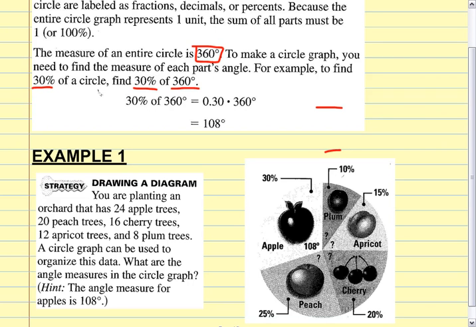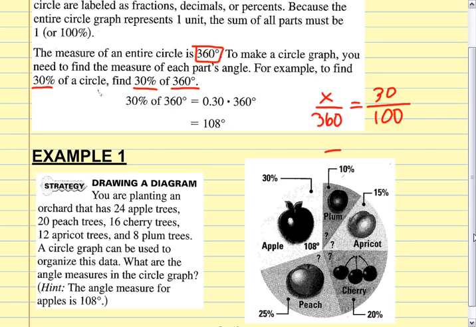Oh, I'm sorry. It moved while I was writing. All right. 30 on top of the 100, 360 on the left bottom, and X there. So now we're going to get 30 times 360.